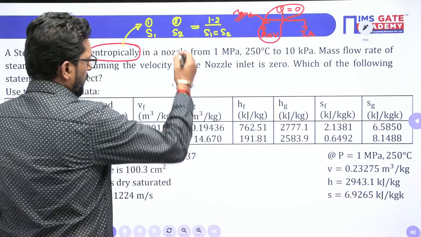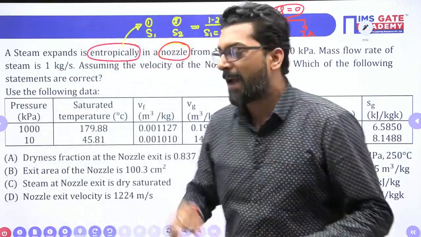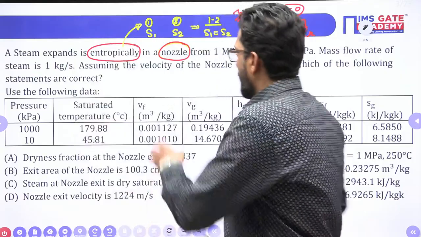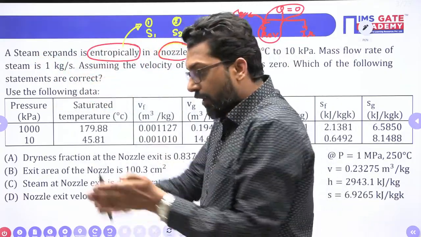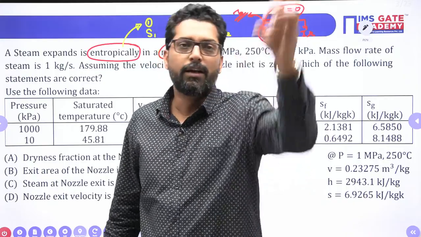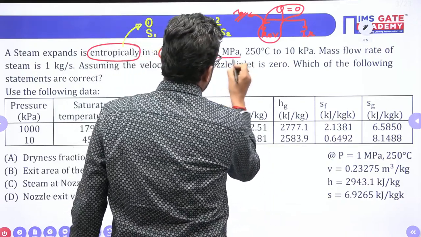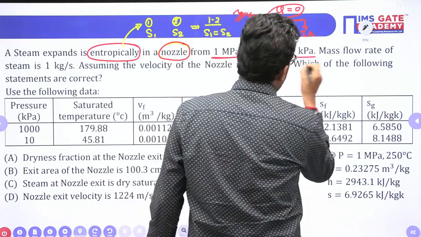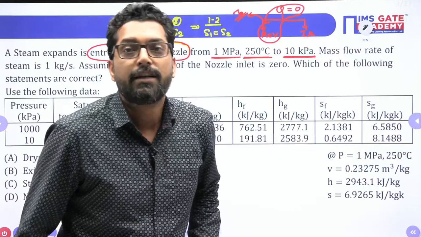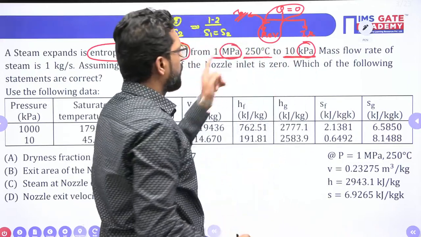Okay, in the nozzle, the control volume system is a nozzle. What is the function of a nozzle, beta? The prime function of the nozzle is to increase the exit velocity. And in this nozzle, steam is flowing. So if the velocity increases, there must be a reduction in pressure, since the kinetic energy increase comes at the expense of pressure. From how much? From 1 megapascal and 250 degrees centigrade to 10 kilopascal. That means its initial pressure is 1 megapascal and it will reduce to 10 kilopascal. This is kilopascal and this is megapascal. So the pressure will reduce.